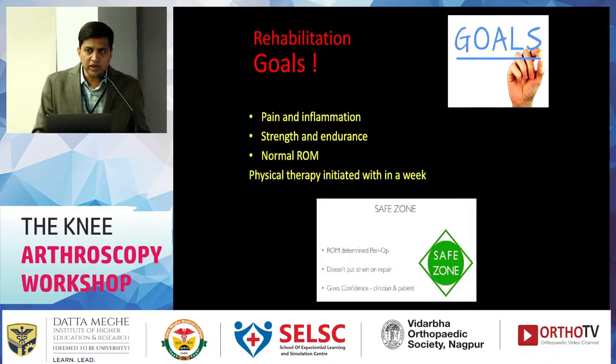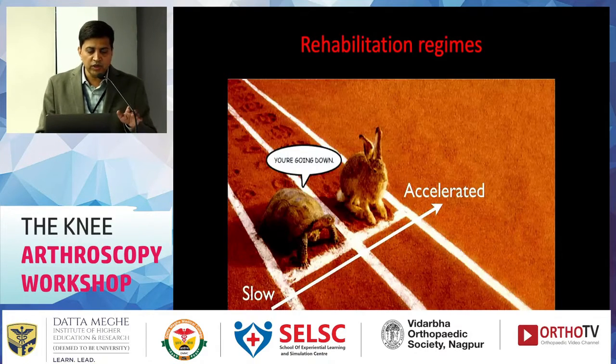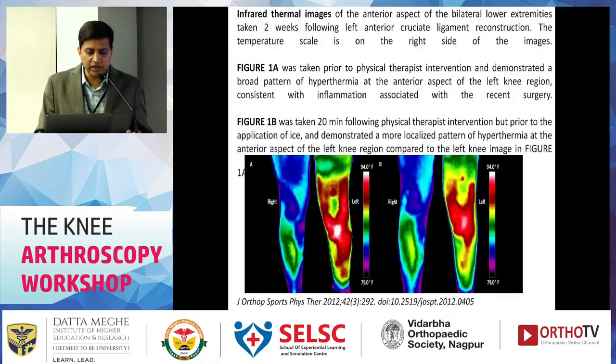So the main rehabilitation goals for any procedure after ligament recovery, ACL, apart from reducing the pain and inflammation, are to get good strength and endurance with a good normal range of movements. And the main thing is to have a good safe zone. You should not put much strain on the repair so as to cause any failure. So nowadays certainly it's moving towards accelerated rehabilitation regimes.